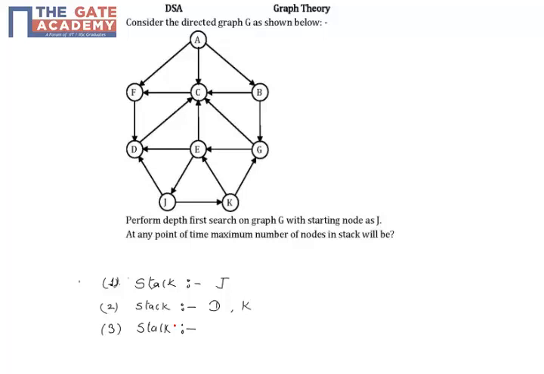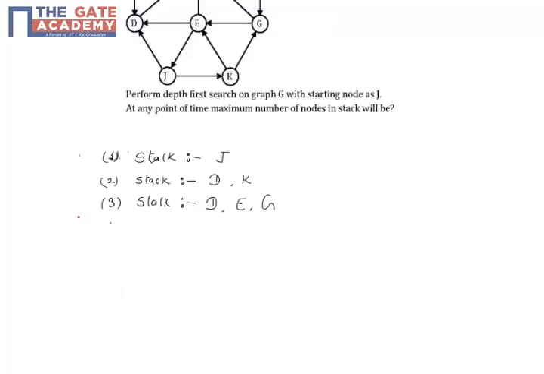The two nodes I have are e and g, which are not yet processed and not yet in the stack. So I will push those nodes into the stack. In the next step I'll process the node which is at the top. I am assuming that the node which is last is my stack top. So I will process g, that means g will be removed from the stack, and all the neighbors of g will be pushed onto the stack.